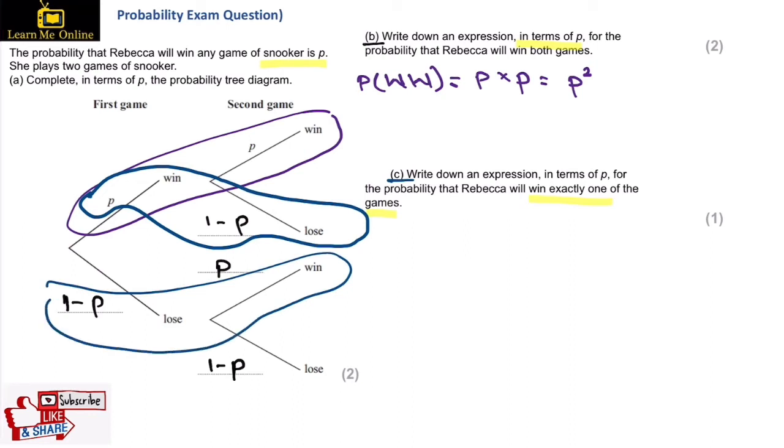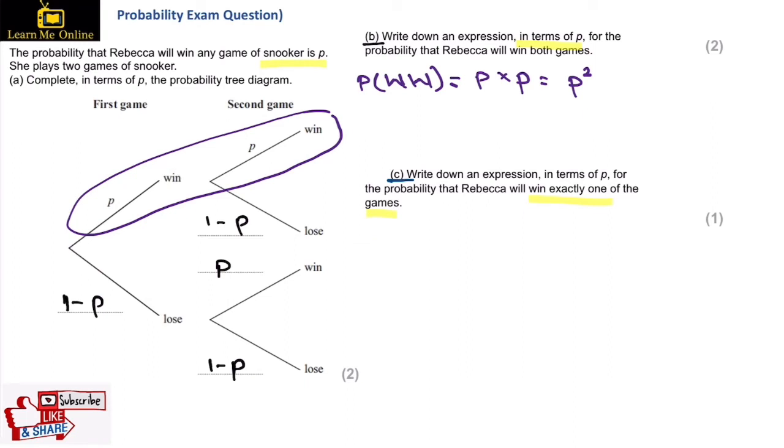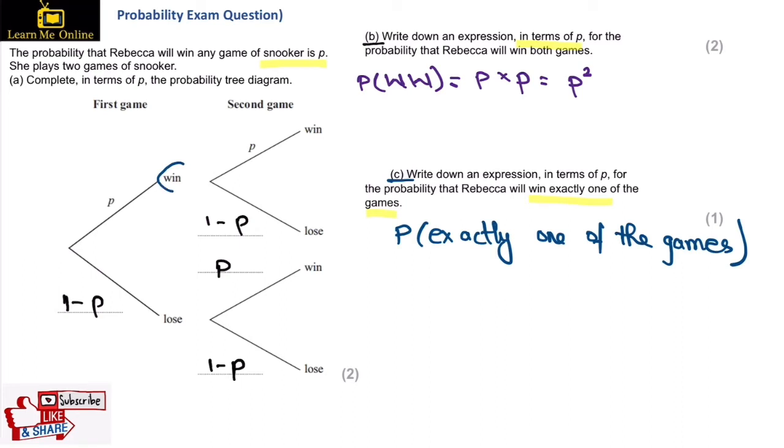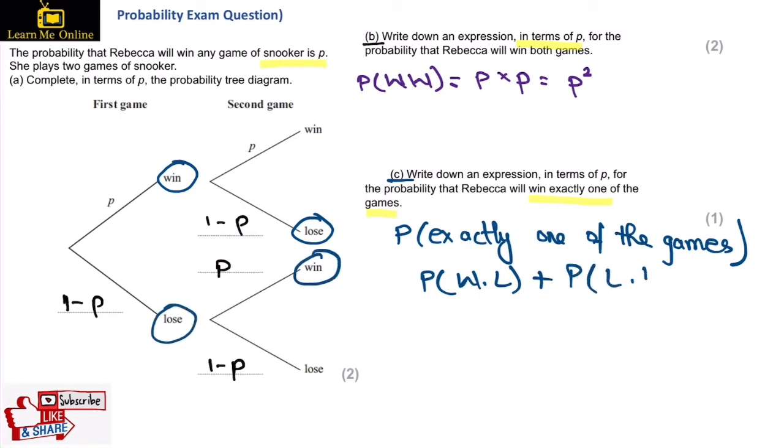Before I write it down, I'm going to just tidy up everything, so there's not too much stuff on it. We are looking for the probability of exactly one of the games. To find the probability of exactly one game, it would be win and lose. So probability of win and lose is the first combination. The next combination is the lose and the win. So I'm going to write down probability of lose and the win.